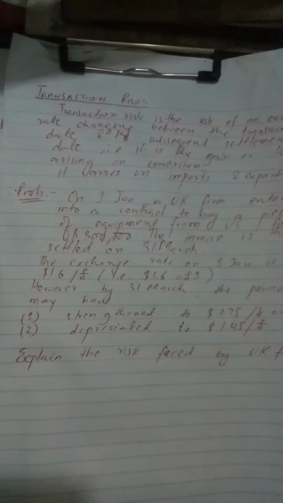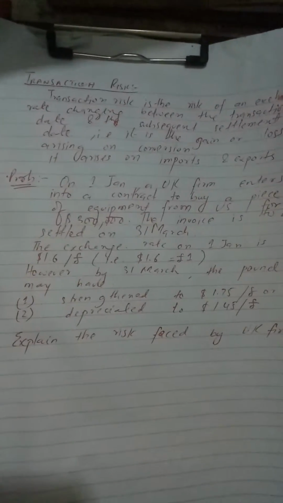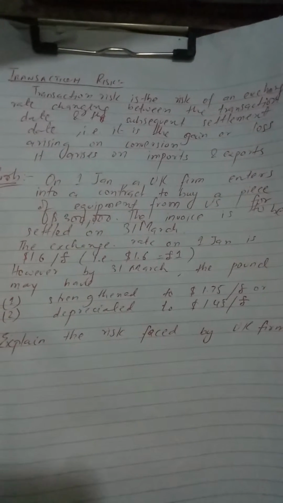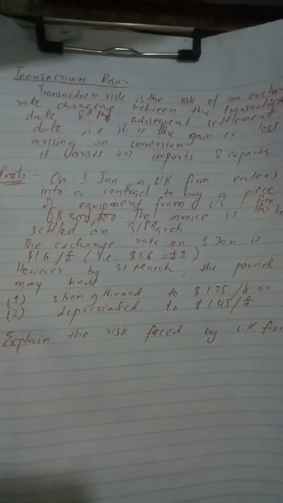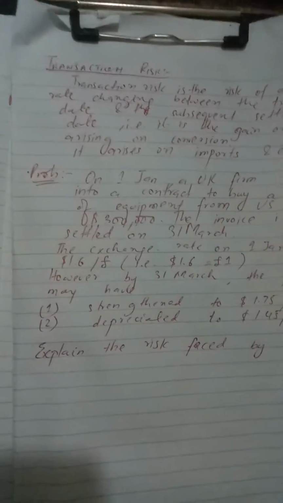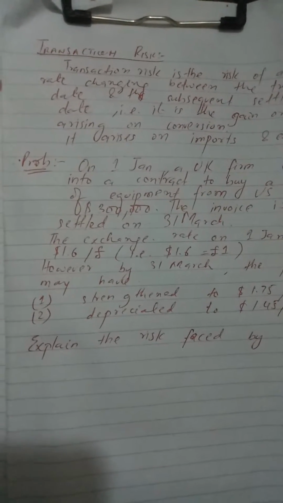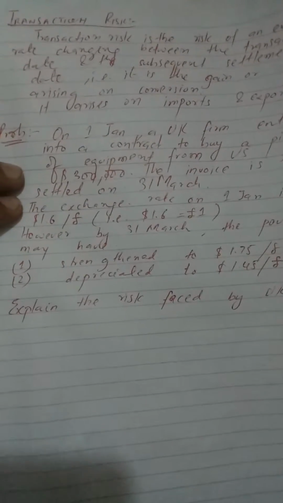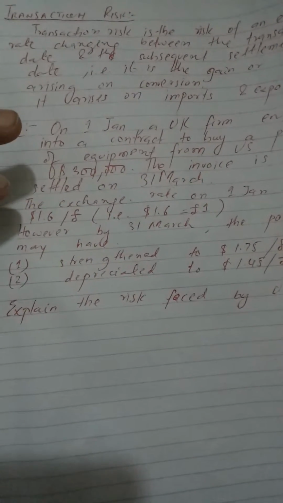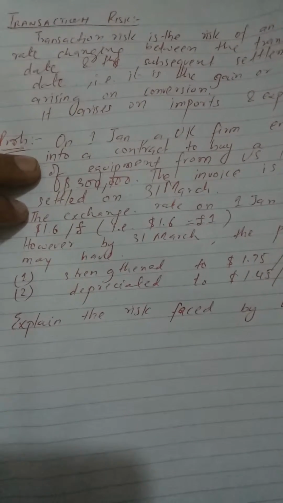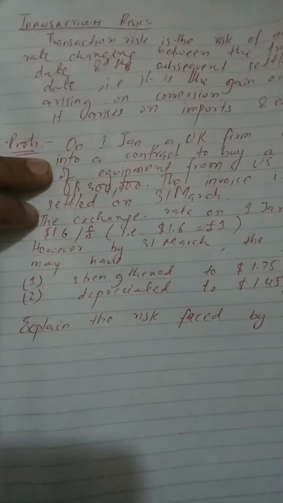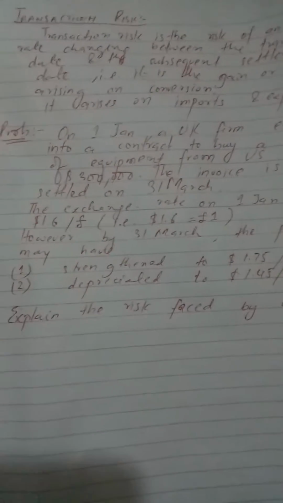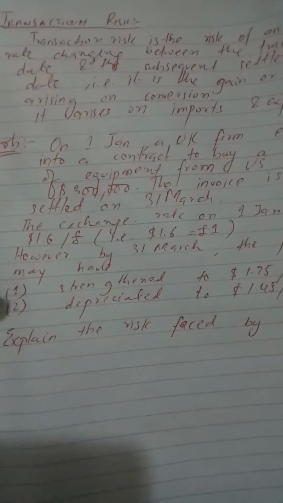Normally this transaction risk is the risk of an exchange rate changing between the transaction date and the subsequent settlement date. It is the gain or loss arising on conversion, so it arises on exports and imports. Let's see. The UK firm faces uncertainty over the amount of sterling they will need to use to settle the US dollar invoice. It is the UK firm who are going to pay. Obviously they will need to use sterling, which will be converted into US dollars to settle the invoice.